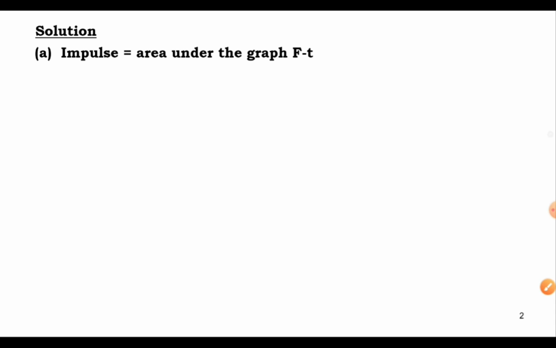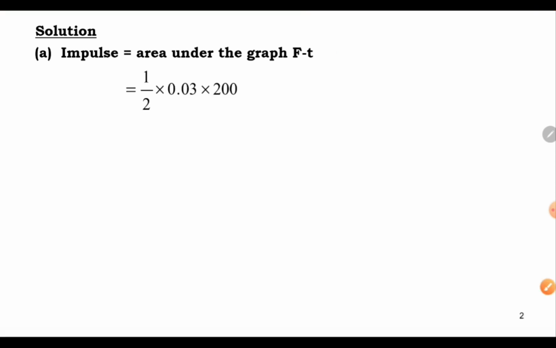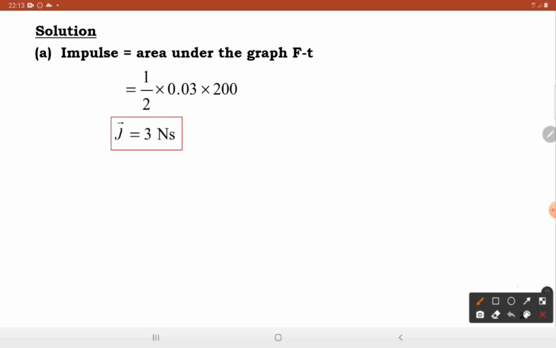For A, impulse J is equal to the area under the F-t graph. Don't forget to write the concept first for question A, because you will get 1 mark for the concept. Then substitute the values, 1/2 times 0.03 times 200. Finally, the impulse J on the ball is 3 Newton second.